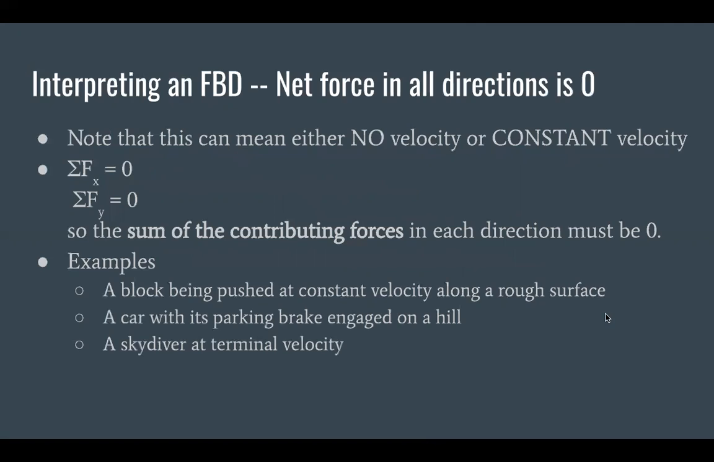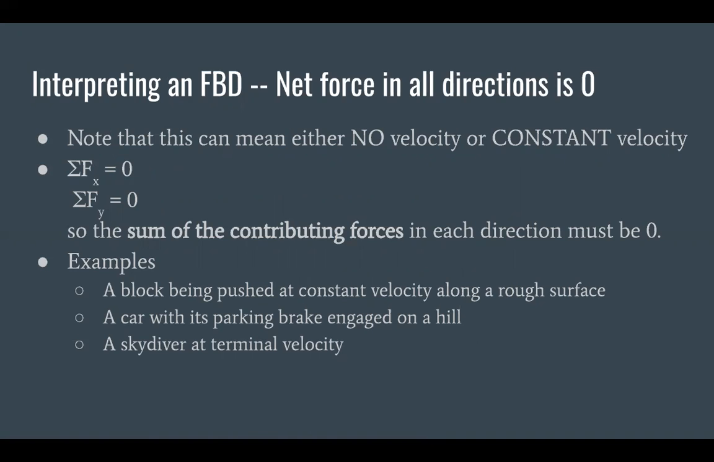If we look at the first scenario, net force in all directions is 0. So like I said, this can mean either no velocity or constant velocity, so no acceleration, therefore no net force. So the sum of the contributing forces in each direction. If you add up all the forces in the x direction, that's going to be 0. And if you add up all the forces in the y direction, that's also going to be 0. And z if that's relevant for your problem.